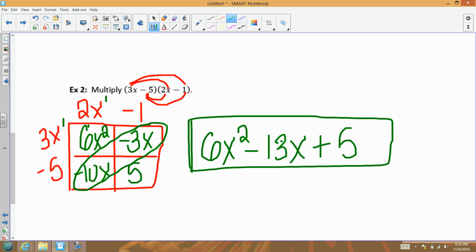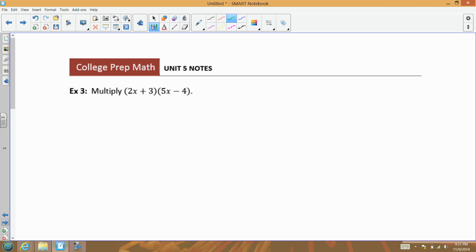Keep in mind you don't have to use this grid. I just think it makes it easier, especially when you get a binomial times a trinomial. It's just an easy way to organize your work, but it's up to you if you don't want to do it that way. So let me show you another example.